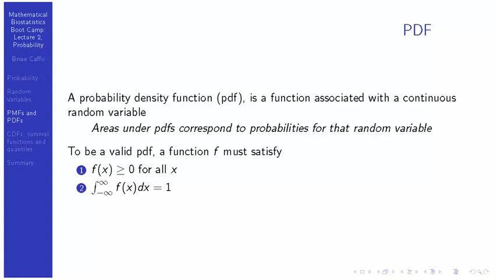Just like probability mass functions have to follow two rules, probability density functions have to follow two rules to be a valid probability density function. They have to be positive for all the possible values that the random variable can take. That's called the support usually. And their integral has to be 1.